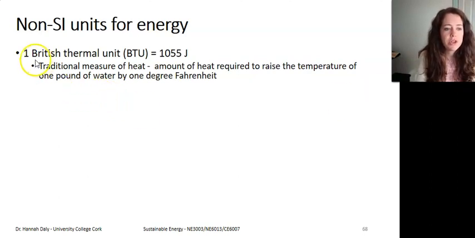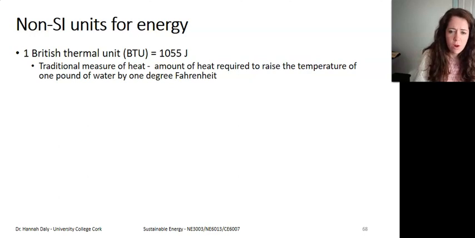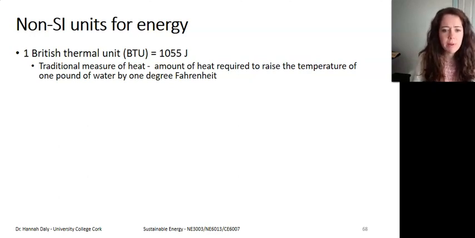So the British thermal unit, or the BTU, is 1055 joules. That's the equivalent of 1055 joules. This is a traditional measure of heat, obviously developed by the British, and that's the amount of heat required to raise the temperature of 1 pound of water by 1 degree Fahrenheit. And you can see the older imperial system in play there.